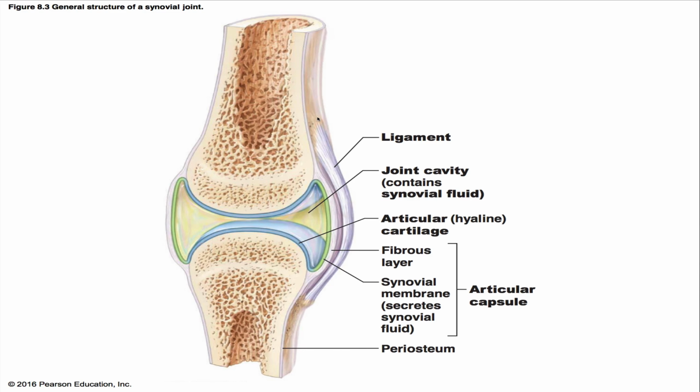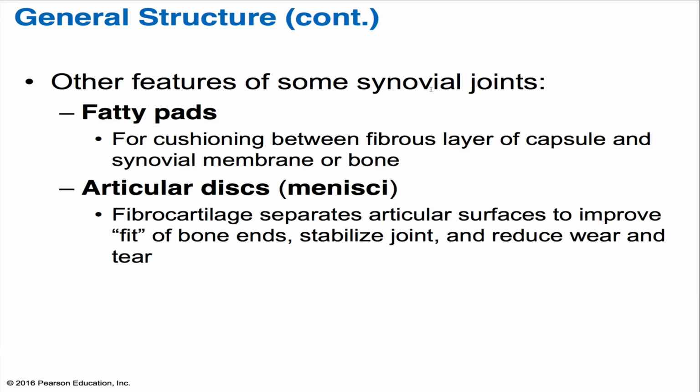We also see this outer ligament over here. This would be an example of a capsular ligament, which thickens the fibrous layer to reinforce and strengthen this joint. Now, aside from the 6 basic components that we talked about, certain synovial joints have other structural features. For example, in your hip and knee joints, they have cushioning fatty pads that we find between the fibrous capsule and the synovial membrane or bone.